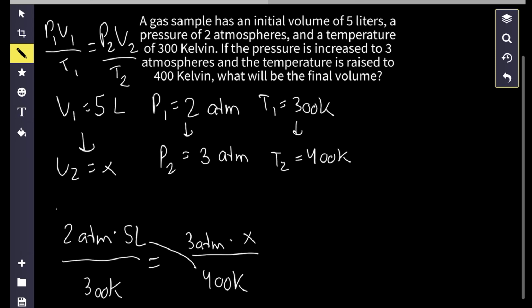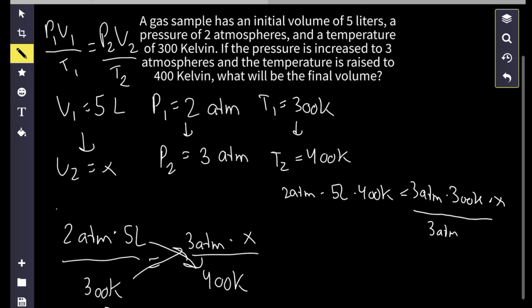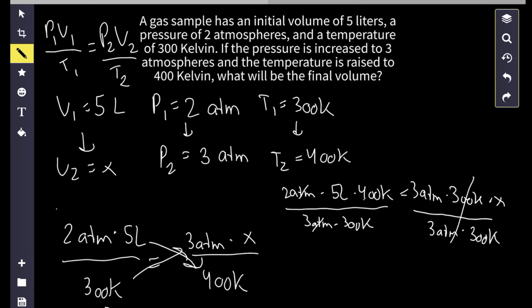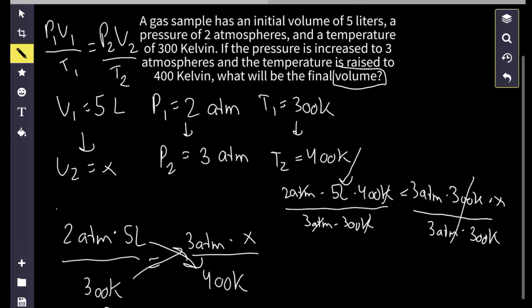Let's cross multiply. When we do so, we're going to get 2 atm times 5 liters times 400 degrees Kelvin equals 3 atm times 300 degrees Kelvin times x. What you want to do now is divide both sides by 3 atm times 300 degrees Kelvin. When you do so, everything from this side cancels out, and you can see that your atm cancel out and your Kelvins cancel out. Because we're solving for a final volume and we're left with liters as our unit, we're good.